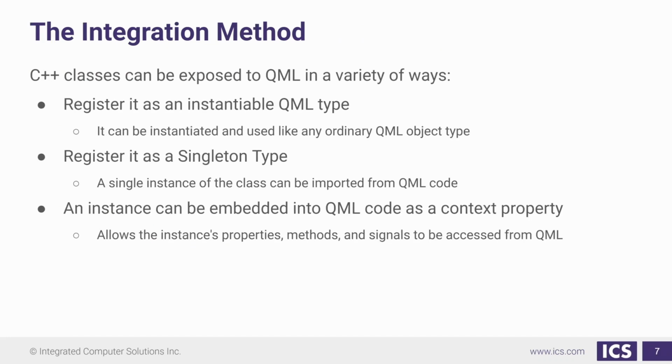So some of these integration methods that we have available to us, we have a few. First off, we can register them as an instanceable QML type. And when we do this, our C++ object is going to act like any ordinary QML object. Another way that we can do this is we can register as a singleton type. This is going to allow for a single instance of that class to be imported into the QML code. And lastly, we can embed into the QML code a context property that will allow our instance properties, methods, and signals to be accessible from QML.